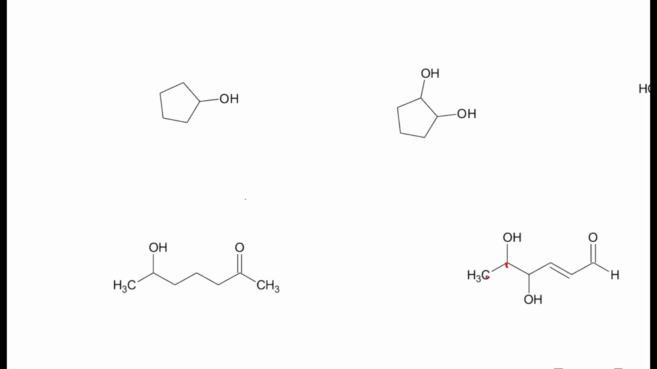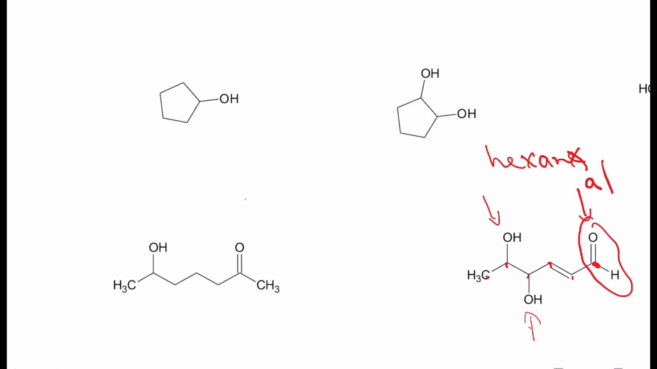So 1, 2, 3, 4, 5, 6 carbons. So this is a hexane as the base chain name. I have one alcohol here, another alcohol here, and I have an aldehyde. So that's an aldehyde group. It is higher priority than the alcohols, so I'm going to switch this E to an Al.